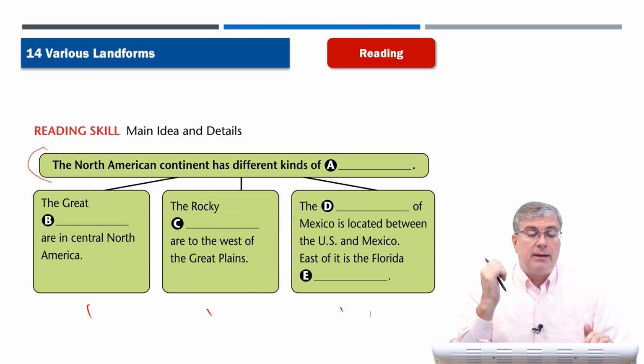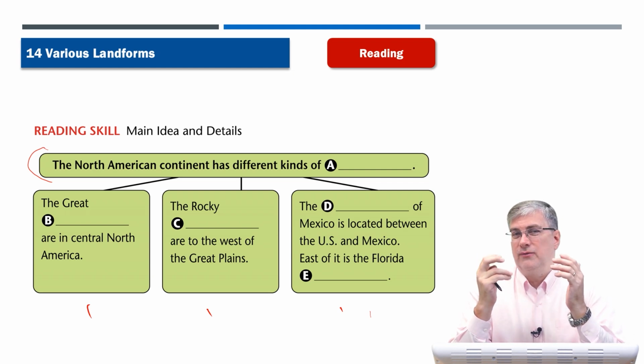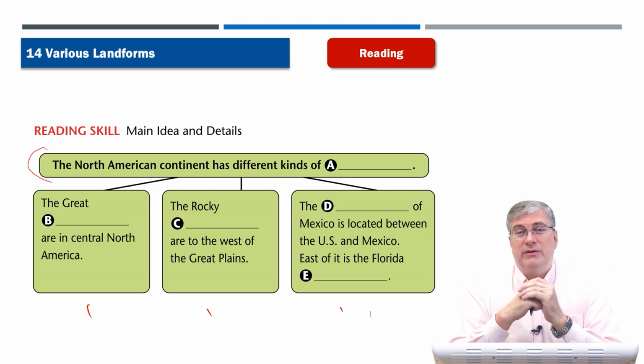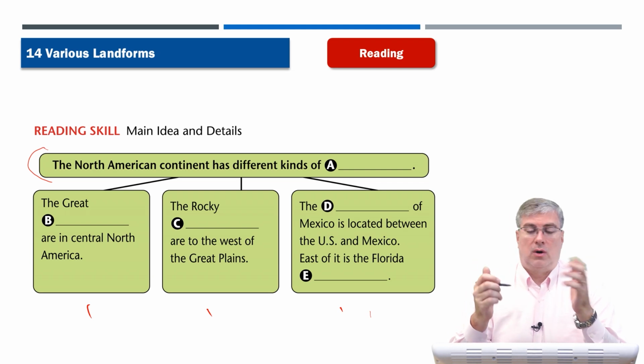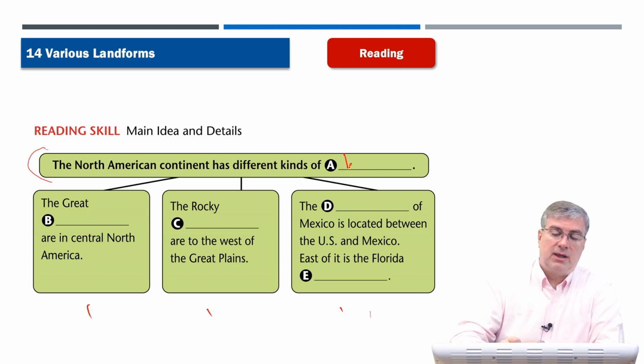What is the main idea? The main idea is the North American continent has different kinds of what? Well, of course, in this lesson, we've been talking about landforms. So different kinds of landforms.